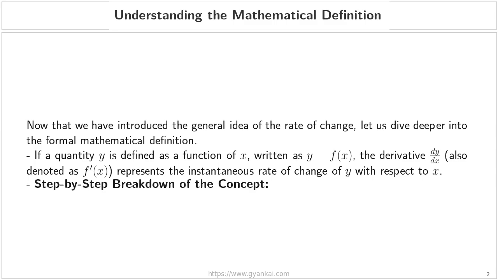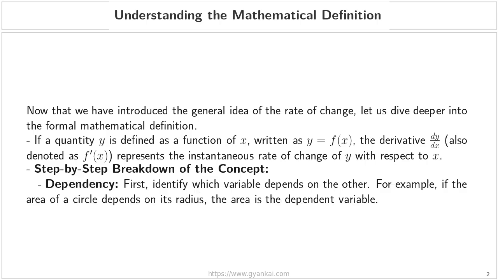To help you apply this in practice, let us break the concept down into a step-by-step process. First, we must consider dependency. Before performing any calculations, you must identify which variable depends on the other. For example, if we are looking at the area of a circle, the area changes based on the size of the radius. Therefore, the area is the dependent variable, and the radius is the independent variable.